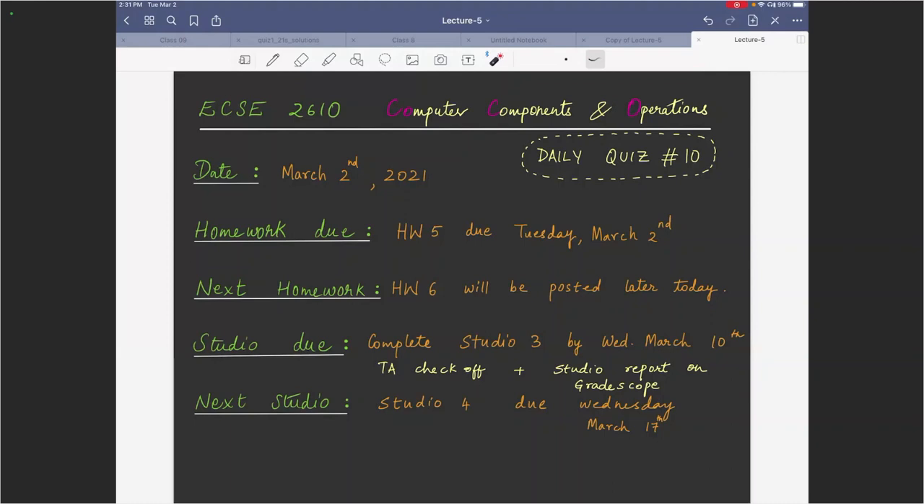In terms of what is due, homework 5 is due tonight. It's mainly KMAP related questions. And now that you have given an exam on that, things should be pretty simple. Hopefully you will get done with homework 5 in time. I will also be posting homework 6 later on.